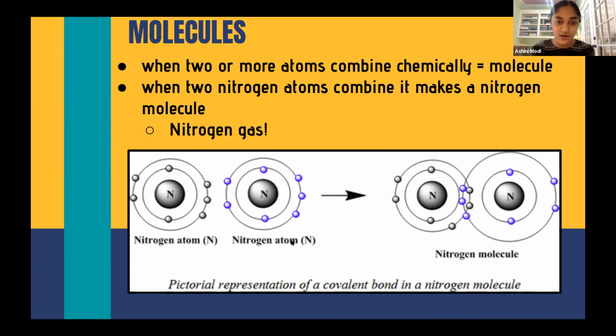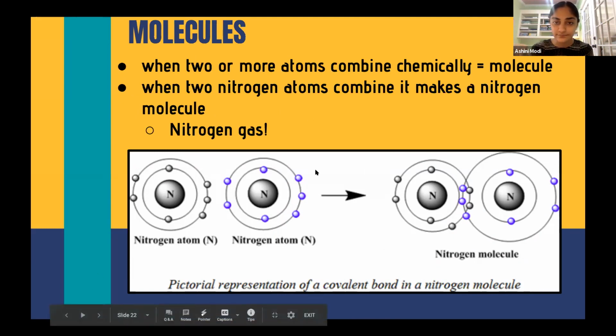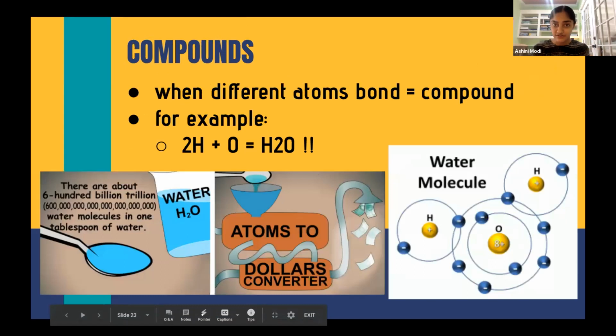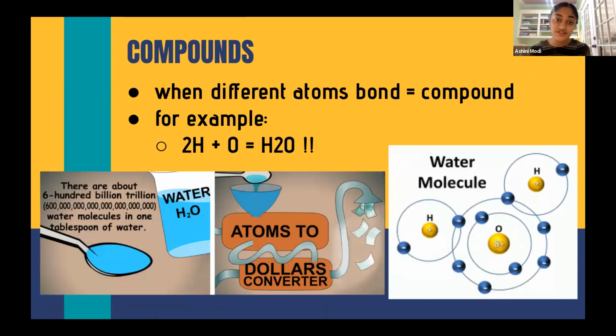And you can see how that works here. You see you have 2 nitrogen atoms, and then they bond together and they create this nitrogen molecule. Compounds occur when 2 or more different atoms bond together. For example, you have 2 hydrogen atoms plus 1 oxygen atom, and that makes water.